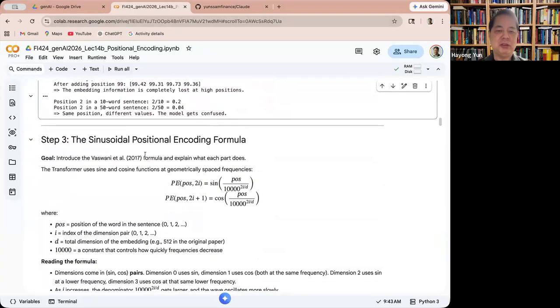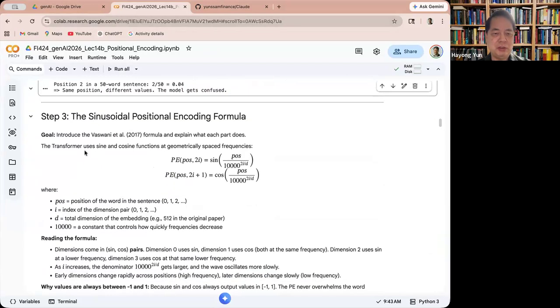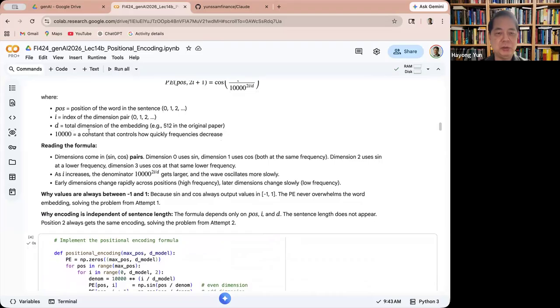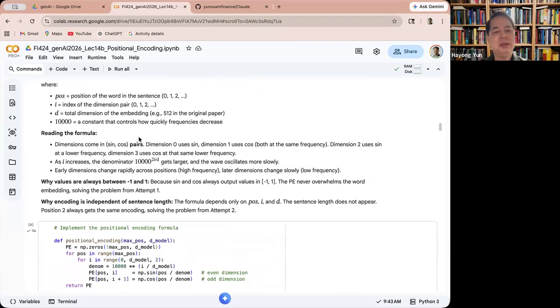So for a long time, people have been using the following position encoding. The transformer uses sine and cosine functions for the positional encoding. For a particular position, one dimension uses the sine wave and the other uses the cosine wave at some frequency. The position is the word index, i is the dimension pair index 0, 1, 2, 3, and so on, and d is the total dimension of the embedding. They use 512 in the original paper. And 10,000 is a constant that controls how quickly frequencies decrease.